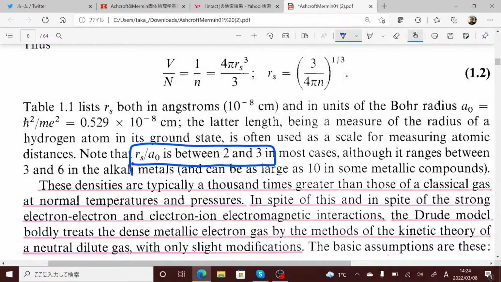Rs divided by a0 is between 2 and 3. So that means rs is something like 1 to 1.5 angstrom.